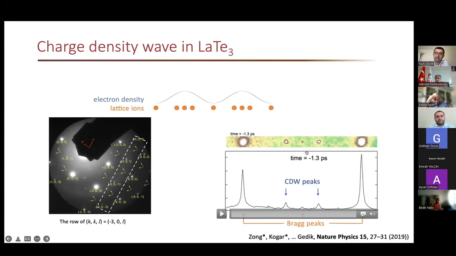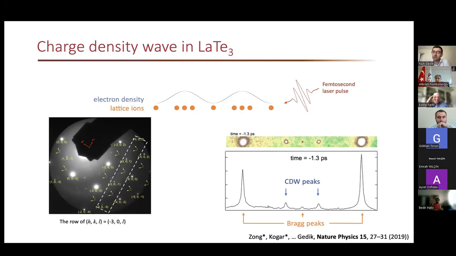Now we are going to shine light onto this. We're going to kick with a short pulse, and I want to show you a movie of what happens after you kick with the light pulse. Please pay attention to these satellite peaks, because they tell us how the charge density wave order is changing. So let's watch this movie. This pattern is 1.3 picoseconds before the light pulse kicks the sample. Let's see what happens.